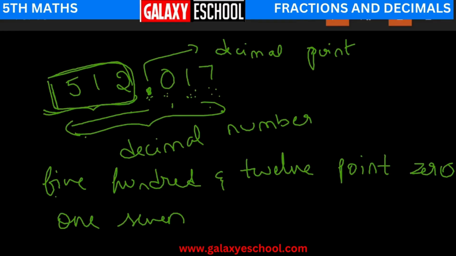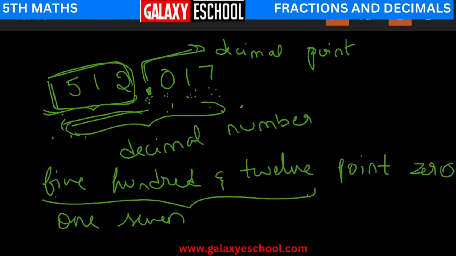512.017. This is a decimal number which has a decimal point, and the numbers to the left of the decimal point are read together. See, 512, and after the point, that is to the right side, we read the numbers separately. We read the digits separately, 0 1 7. So this is the basic thing that you have to know about decimal numbers children.